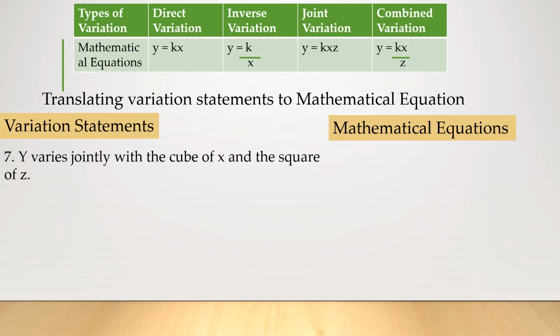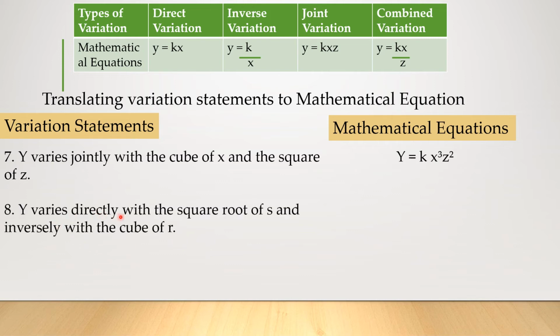Okay, another one. Y varies jointly with the cube of x and the square of z. So this is joint variation. So simply y is equal to k times the cube of x, and that is x cubed, and the square of z, and that is z squared.